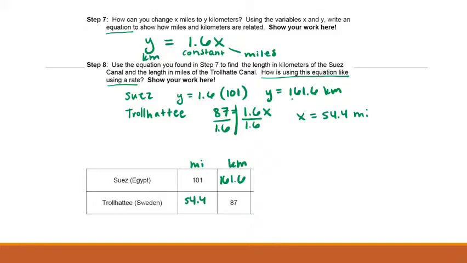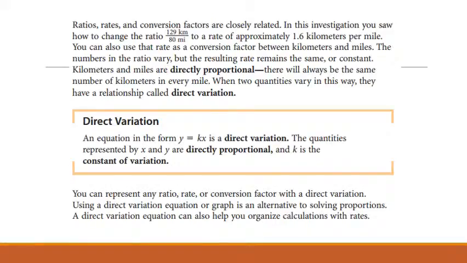So let's move to the last piece. At the end of this investigation, we're hoping you're starting to see that ratios, rates, and conversion factors are all closely related. For example, in this investigation, you saw that when we changed the ratio 129 kilometers over 80 miles, it became a rate of approximately 1 6/10 kilometers per mile. We can see that that rate is a conversion factor between kilometers and miles. Even though we may change the numbers in the ratio, the resulting rate should remain the same or constant.